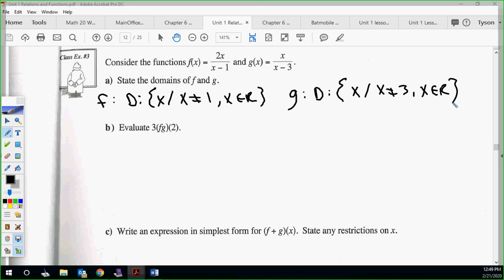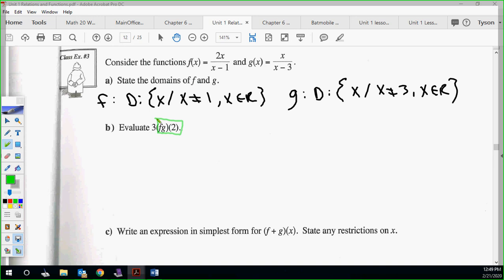Now we evaluate 3 times f of g of 2. People get confused on this. This does not mean times. You have to do f of g of 2 and then multiply it by 3. So it's 3 times a function of 2. It's tied together because it's function notation. Some people try to distribute the 3 and they get 3f, 3g. It gets kind of crazy. So don't do that.